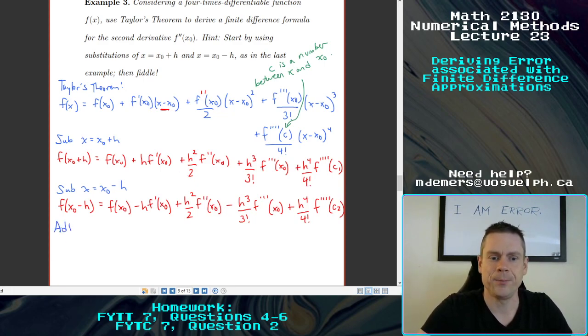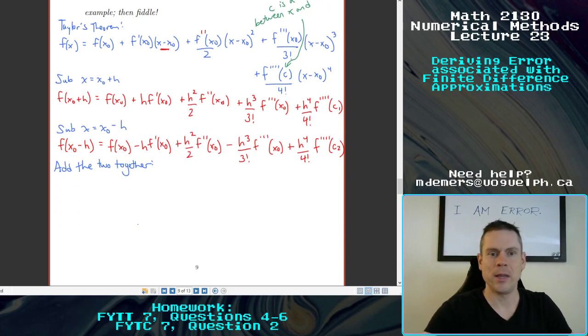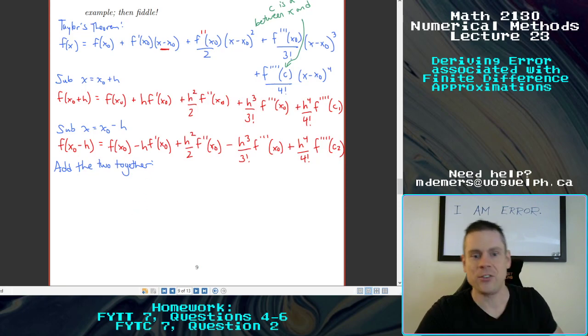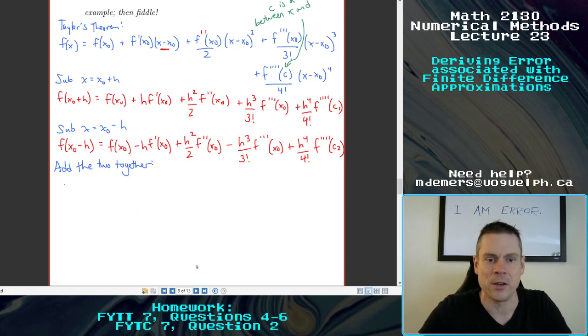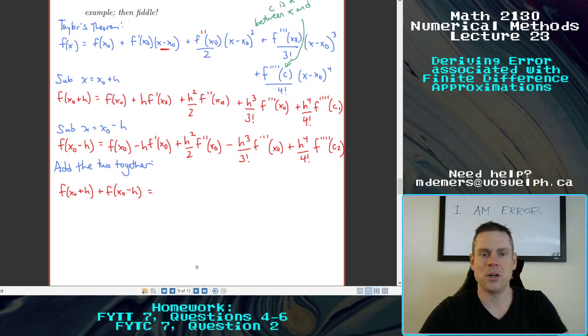So add the two together. And let's see what we get. I honestly kind of enjoy these derivations because they're not too bad. They also test really well how well you understand Taylor's theorem. But they're not awful.